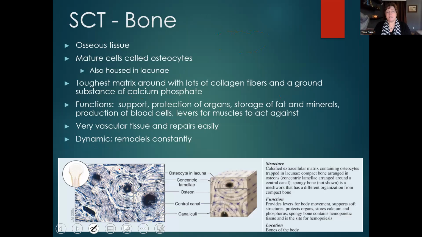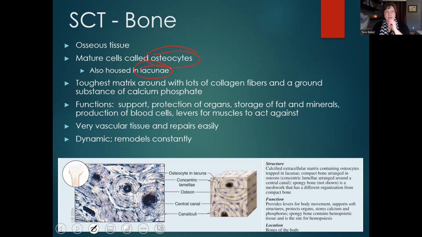We are going to spend a lot more time talking about bone and the bone tissue in the next chapters when we get into the skeletal system. But bone is also called osseous tissue. So osseo, or OSS, always means bone or skeleton. So bone is a type of osseous tissue. The mature cells are called osteocytes, and they are also living in lacuna.